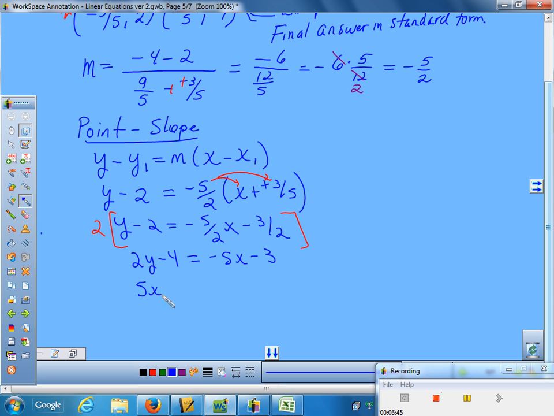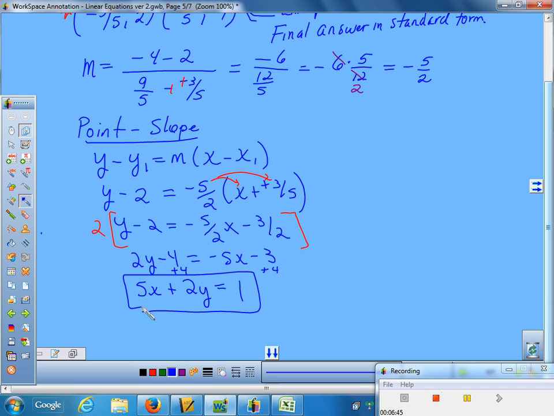It's positive 5x. You've got to subtract 2y. It's got to be on the other side. No, you leave it. It's Ax plus By. Oh yeah, you've got to add the 4. And then yes, we'd have to add the 4, equals 1. And there is your equation in standard form.